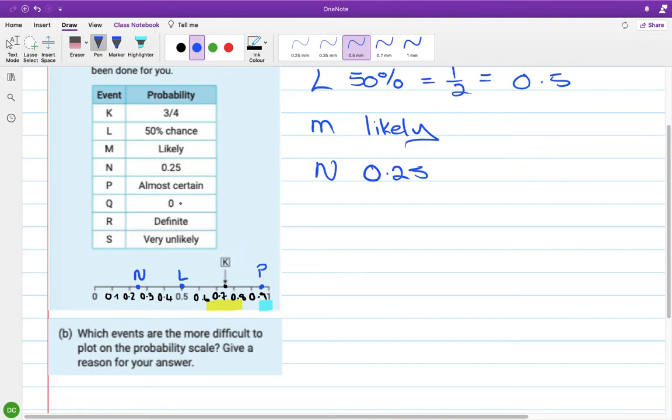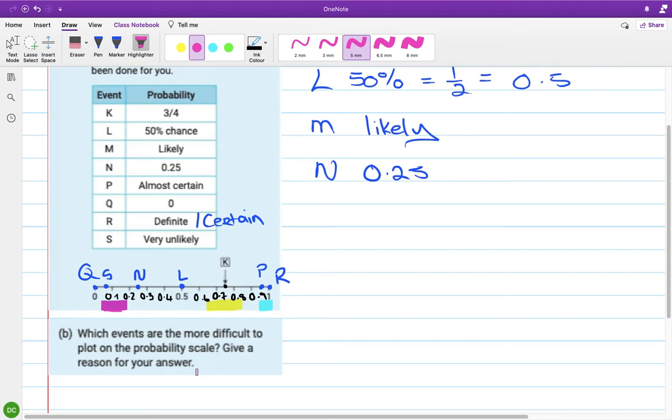So that's P. Q is 0, which is relatively straightforward. That's Q. R is definite. Again, that's quite straightforward, that's up there. Not the word we normally use, though. The word we normally use is certain. And S, very unlikely, maybe down here. Again, there's probably an argument it could be anywhere in this region down here. So that's about where I'd put them.